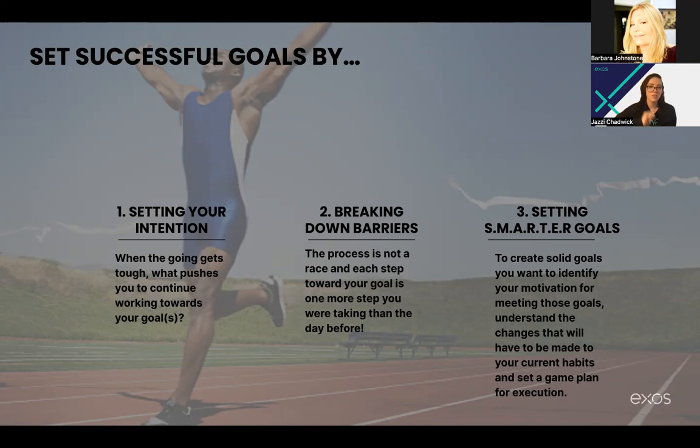Last thing here, we're setting our SMARTER goals. We want to know our motivation. We're specific, we're measurable, it's attainable, it's relevant, time bound. We're evaluating and readjusting, right? So use your SMARTER goals to set up your game plan, break your goals down, have those intentions set, and crush your barriers. So that is how we're going to be successful this year.